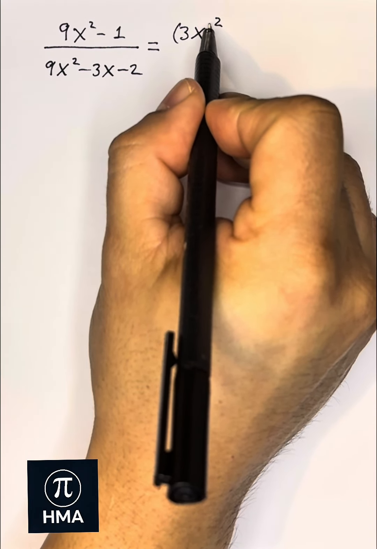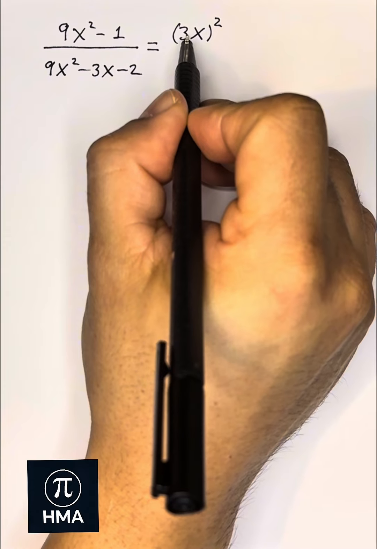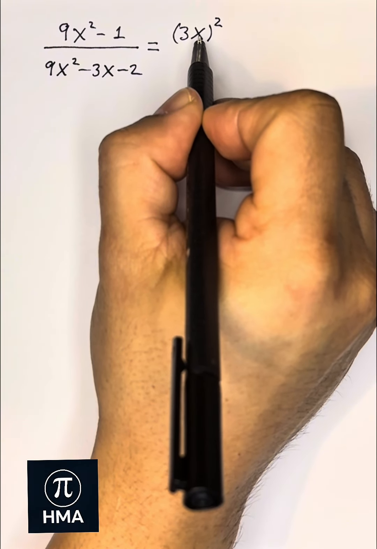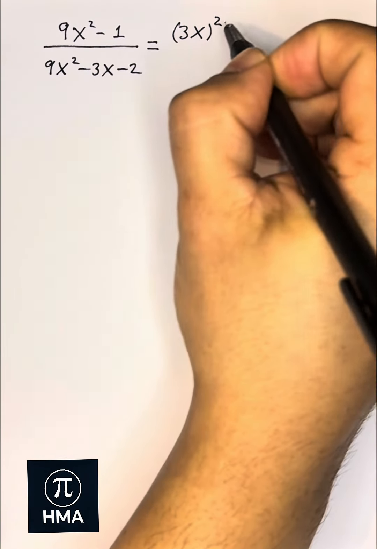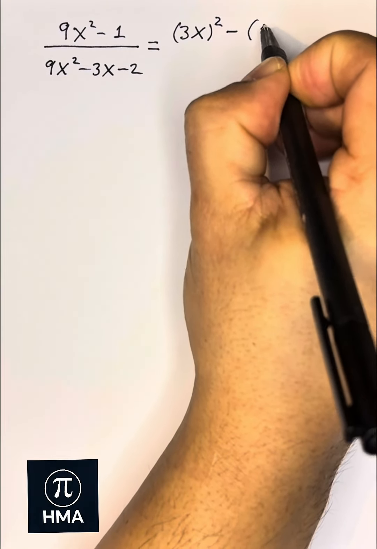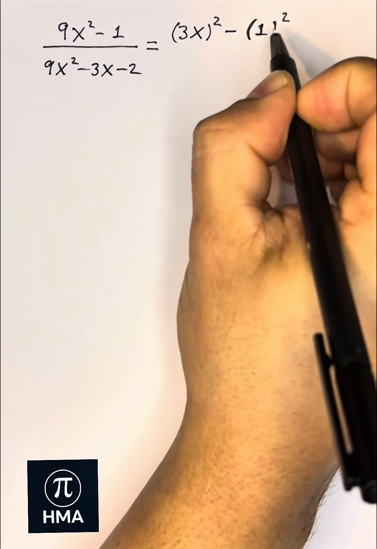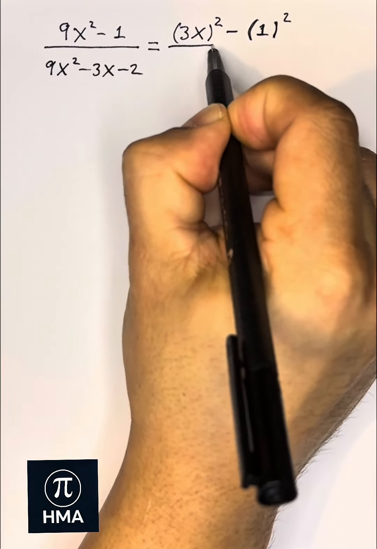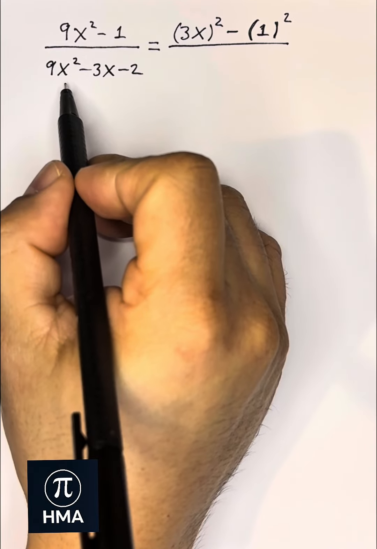The square here will be applied to the number 3 that will end up in 9, and to the x that will end up in x squared, right? And the minus 1 could be expressed like 1 squared. And the one below is a trinomial, as you observe.